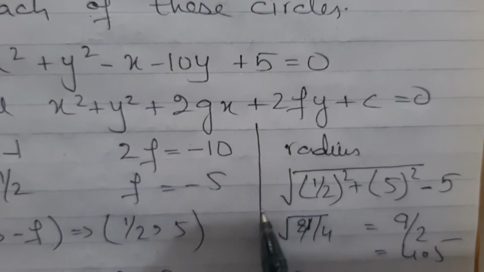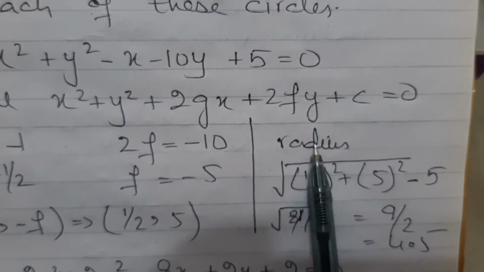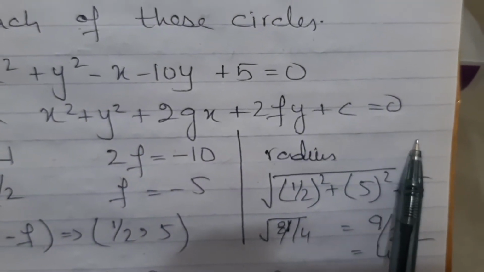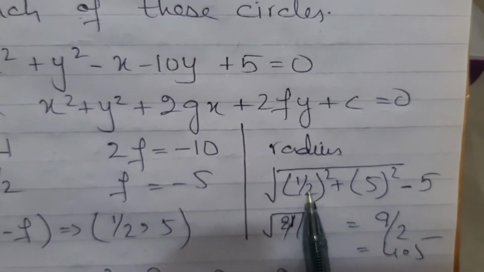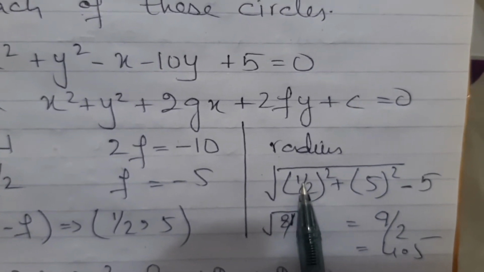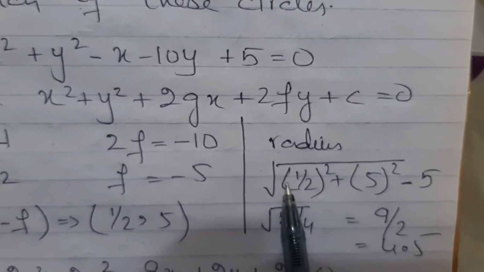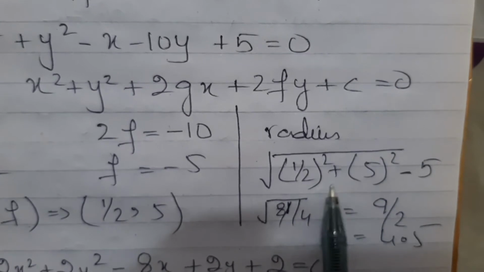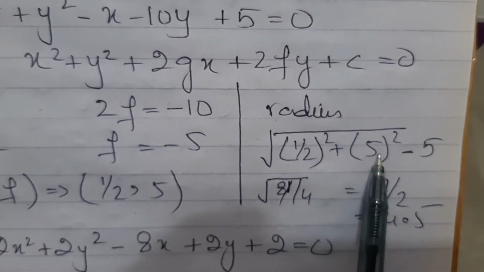Now, the question is saying find out the radius. Now, what was the general form? You remember? g square plus f square minus c. Here, g and f mean the coefficients of x and y. In this case, it is g square plus f square minus c. So I'm writing half square plus 5 square.